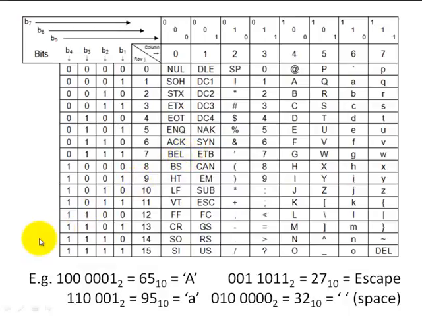So some of these examples, 1000001, that converts to 65 in decimal, but when we're looking at ASCII, 100 and then 0001, that's character A. And then 1100001 is the lowercase letter a. And some of the other symbols are shown there as well.